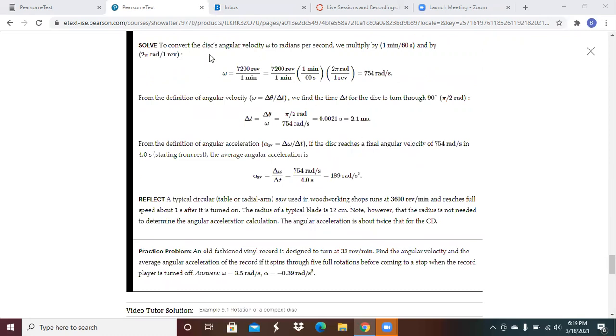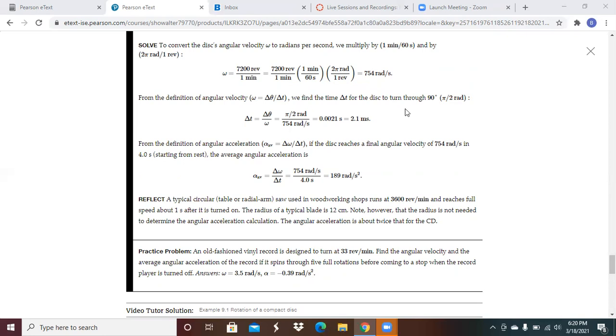To convert the disk's angular velocity to radians per second, we're going to multiply this by 1 minute over 60 seconds, so that'll change it to revolutions per second. We're also going to change revolutions to radians, so we do 2 pi radians for every revolution. We multiply through all of those conversion factors, and this thing completes 754 radians per second of angular velocity.